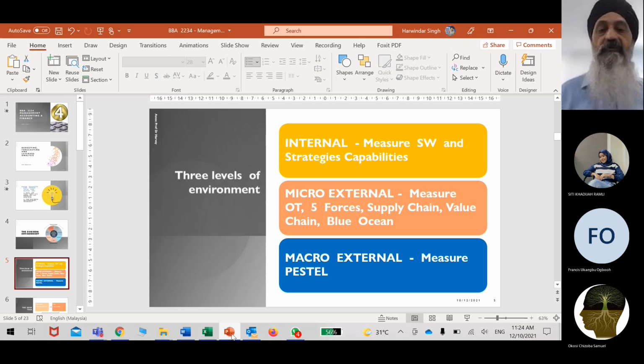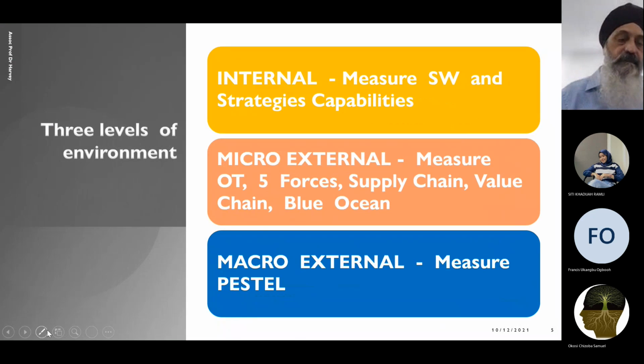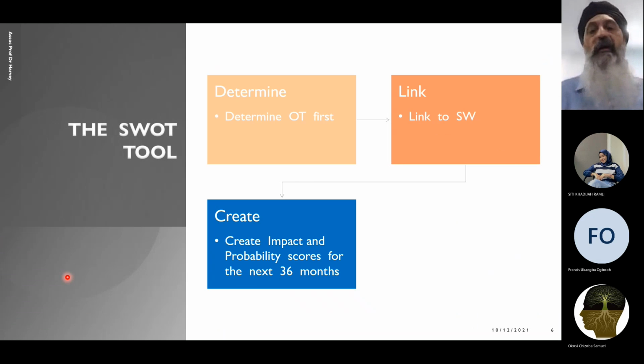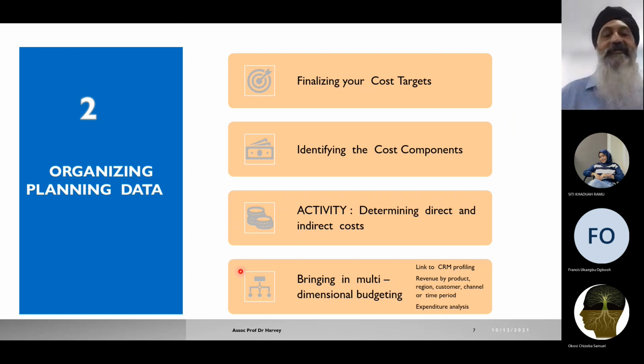Get back to my slides. And we use the SWOT tool. I will come back and do another exercise with you on the SWOT tool. We determine the opportunities and threats first, link to the strengths and weaknesses, and create the impact and probability scores for next 36 months. Yeah. So when you come back after your midterm break, this is the thing that we will be looking at.